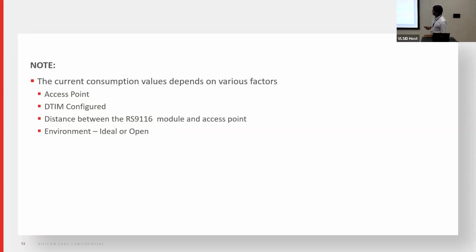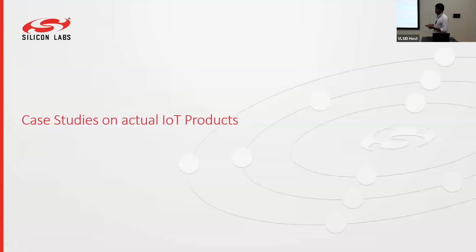The current consumption values depend on various factors like the access point and the DTIM that is configured. Some access points configure DTIM 1, so they send or receive data very instantly, while some configure 3 or 10. It also depends on the distance between the 916 and the access point, and on the environment, whether there is traffic or an idle environment. So the power consumption will depend on all these things. Now we will quickly see some case studies.